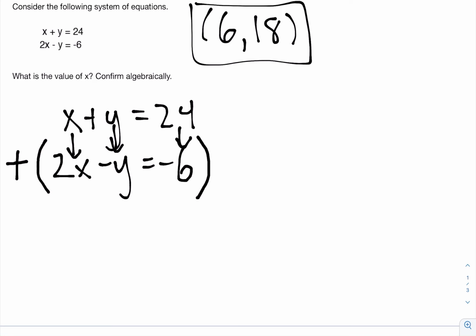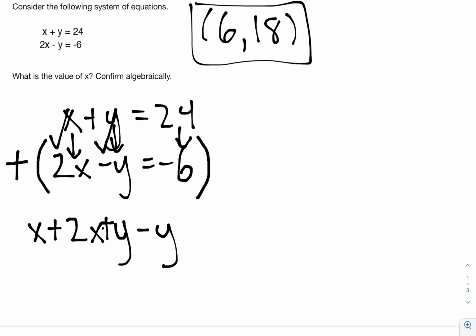See how in this first term we have an x, and right below it we have a 2x. If we add these two equations together, we just add the like terms. So we get x plus 2x. How about y minus y? We got plus y minus y, and that's going to equal the other side, 24 plus whatever's below it. So 24 minus 6, because we're adding a negative, so we're subtracting.